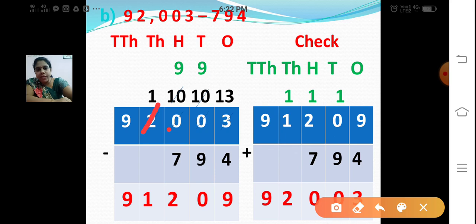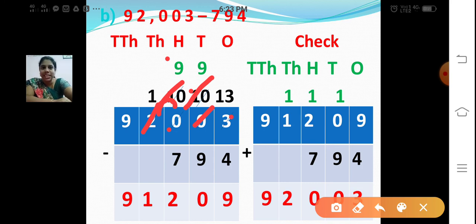So I am going to give 1 to the hundreds place now. So my hundreds place will become 10. Now from this I am going to give 1 to the tens place. My tens place will become 10 and my hundreds place will become 9, right? And now from this 10 I am going to give 1 to the ones place. So my tens place will become 9. So my ones place is now 13.